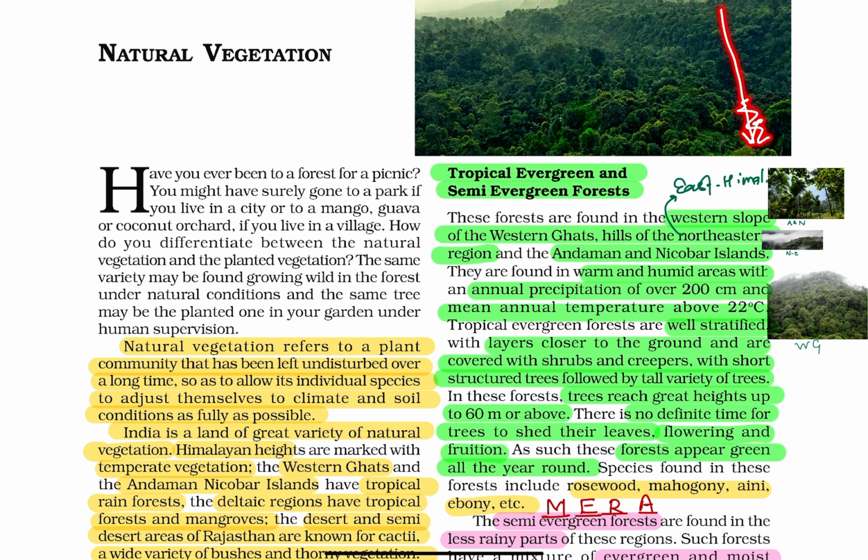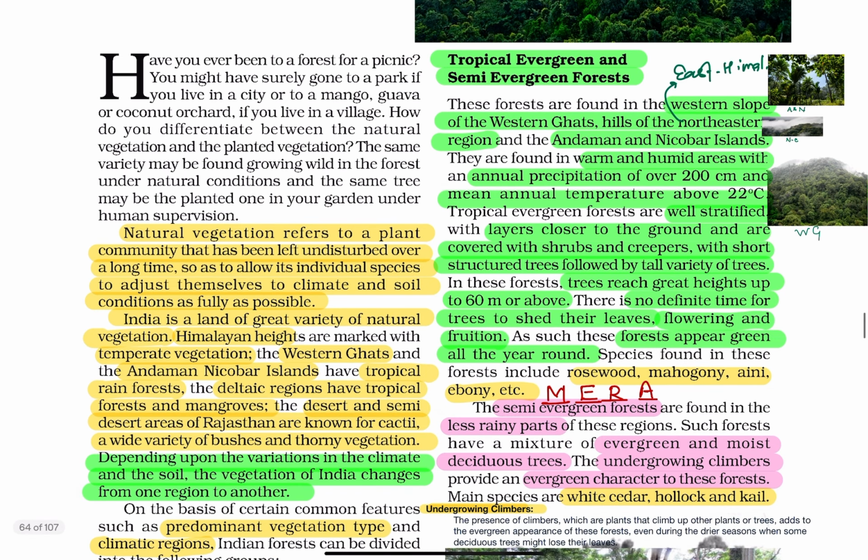There are vales, there are shrubs, small plants, and the short structured trees are followed by a tall variety of tree. That's why you'll find they don't leave any place empty. They are having their positions everywhere. So small trees, big trees. So small trees are followed by a tall variety of tree, right? In these forests, the trees will reach great heights, up to 60 meters or more also, right?